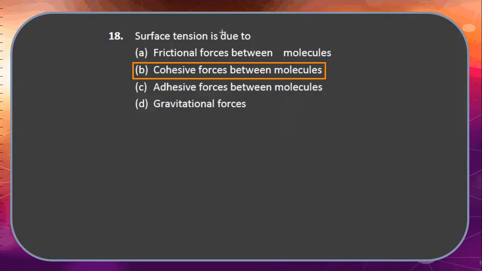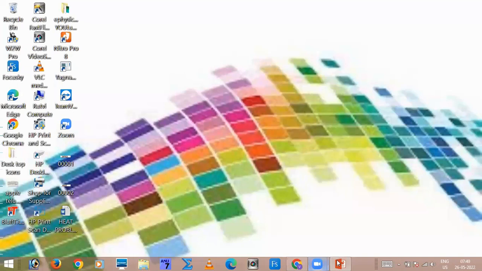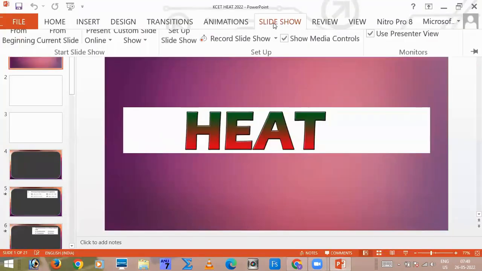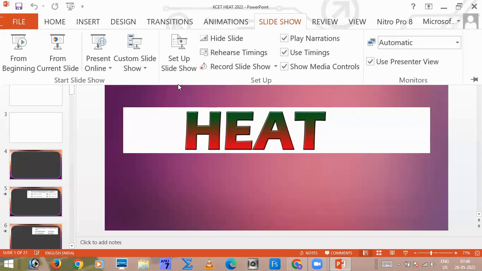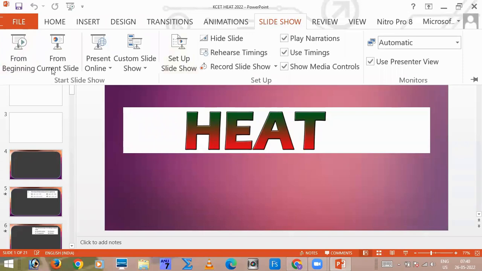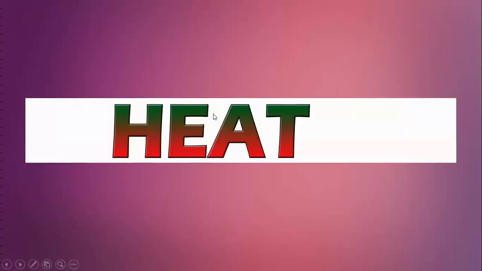Okay, so I'm going to stop this chapter here, and I'll go to the next chapter, the heat part. Heat means thermal properties of matter, thermodynamics, and kinetic theory of gases. Combined, I am taking thermal properties of matter, thermodynamics, and kinetic theory of gases.